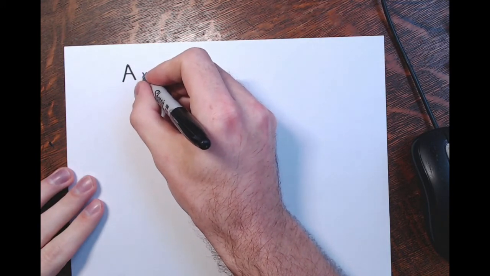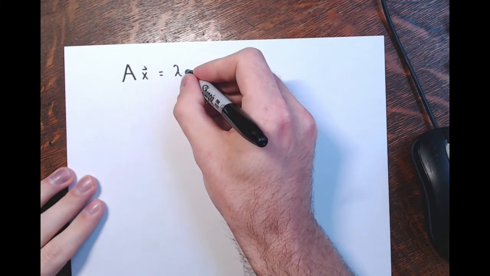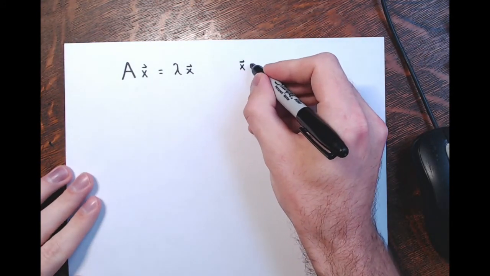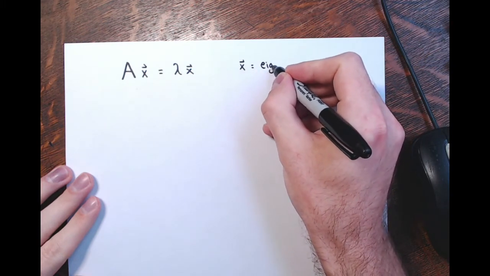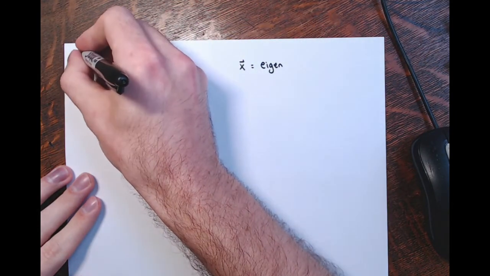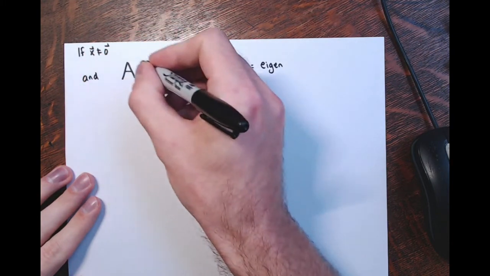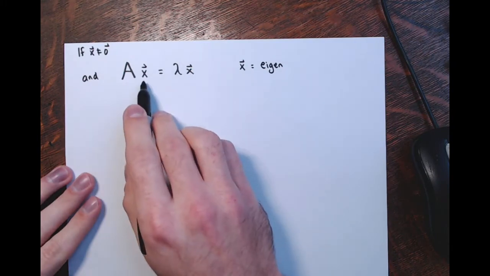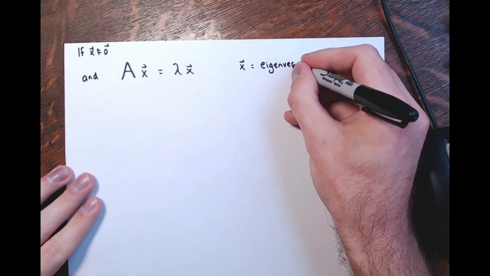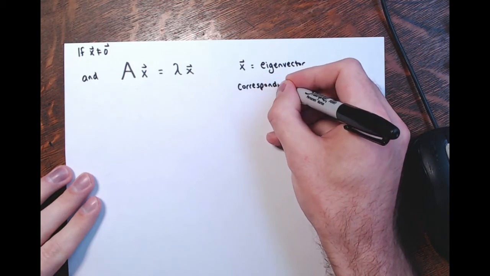If I want to say, well, if x is an eigenvector corresponding to an eigenvalue lambda, that means that this equation is true, right? Again, the vector x would be an eigenvector as long as x is not 0, right? If this vector is not the 0 vector, and this equation is true, A times x is equal to lambda times x, then they call x an eigenvector corresponding to eigenvalue lambda.